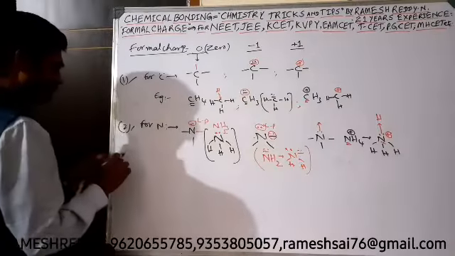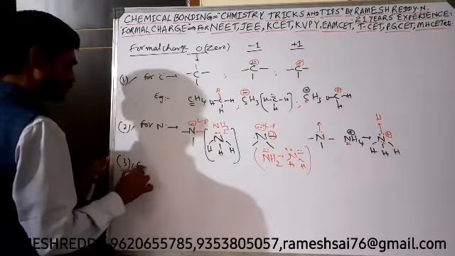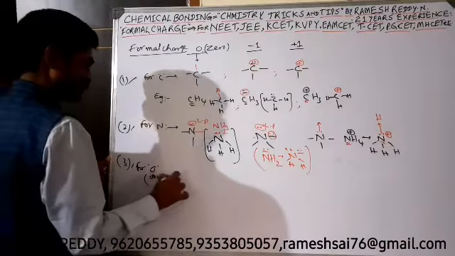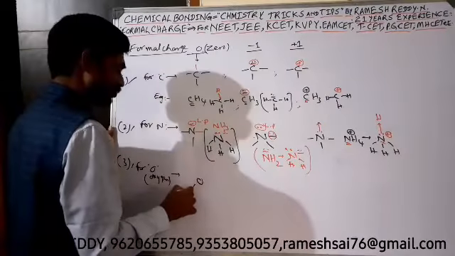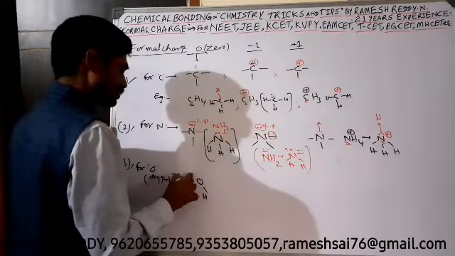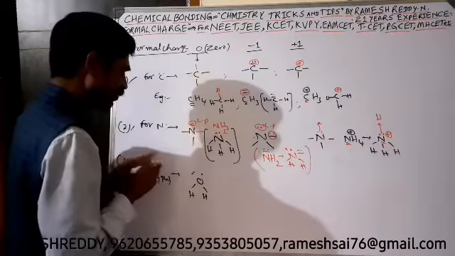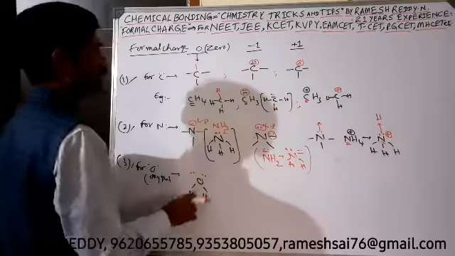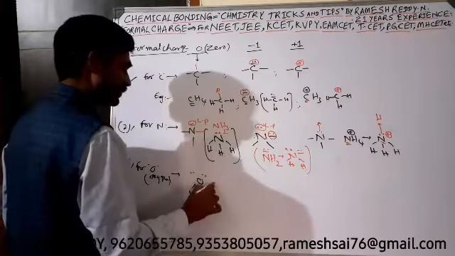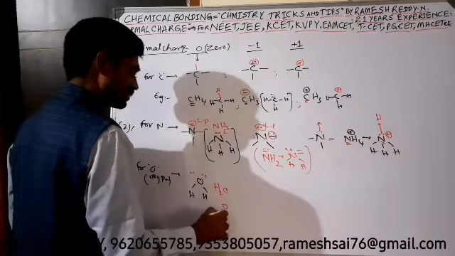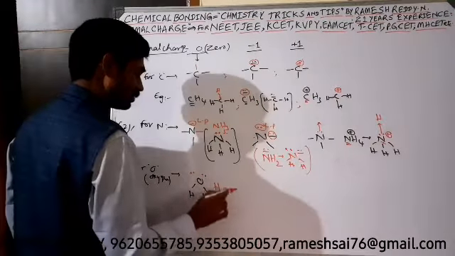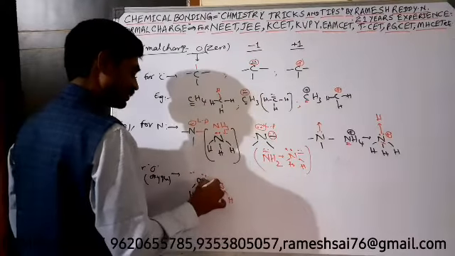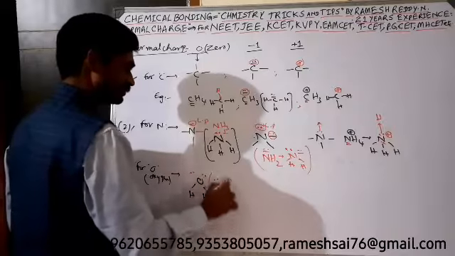Next one. In the case of oxygen, oxygen having two bond pairs and two lone pairs, then the formal charge of oxygen is 0. For example, H2O, then oxygen has two bond pairs, and the two lone pairs are present, H2O, right?